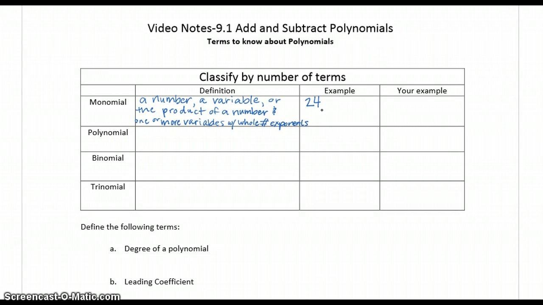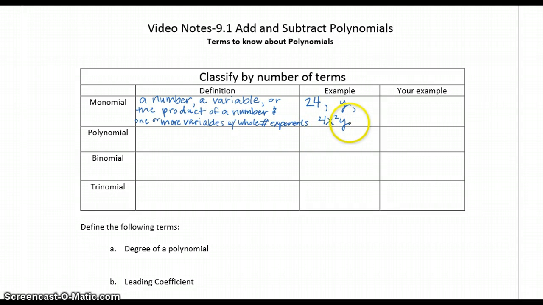24 would be an example of a monomial that's just a number. Y would be an example of a monomial that's just a variable, and 4x squared times y is an example of the product or the multiplication of a number and one or more variables.